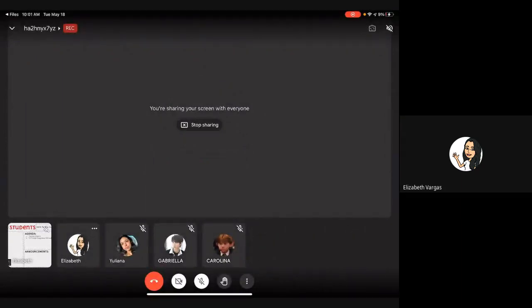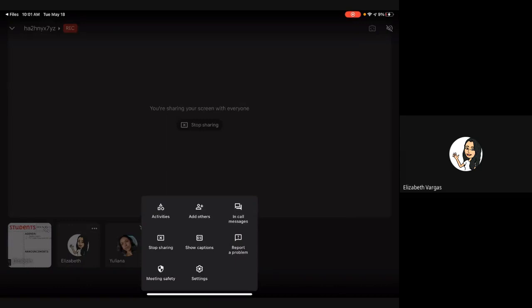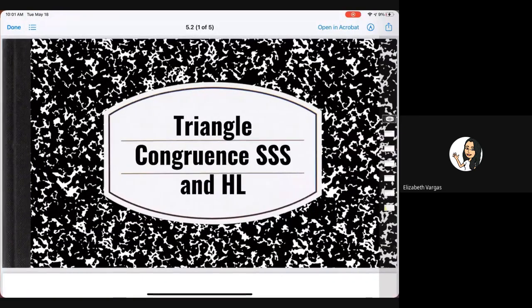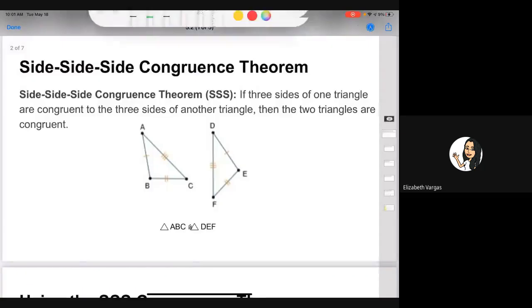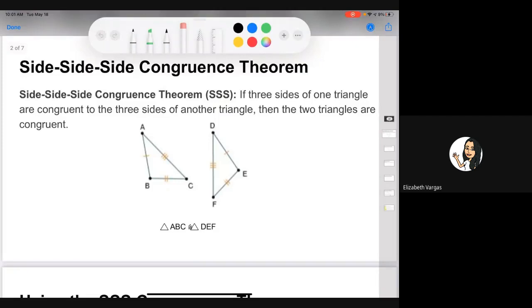Okay, so let's go ahead and go over these two theorems. The first one is the SSS theorem, or the side-side-side theorem. It's pretty straightforward. It basically says if three sides of one triangle are congruent to three sides of another triangle, well, then those two triangles are congruent. So basically what we're trying to prove in this one, what criteria we're trying to meet, is that all three angles are congruent to each other.